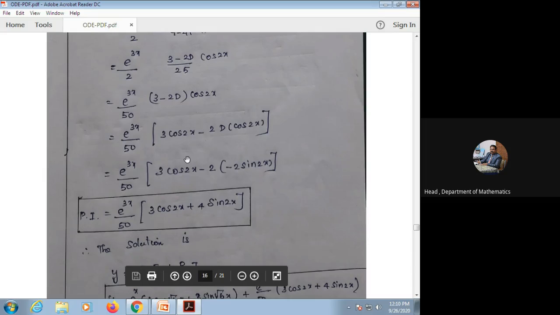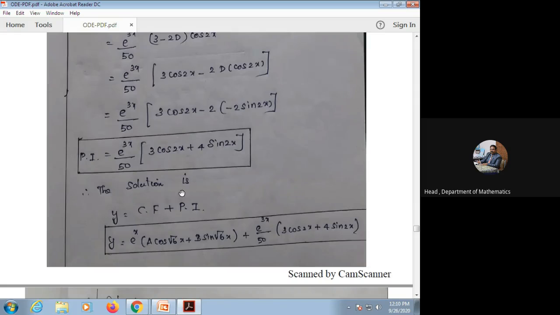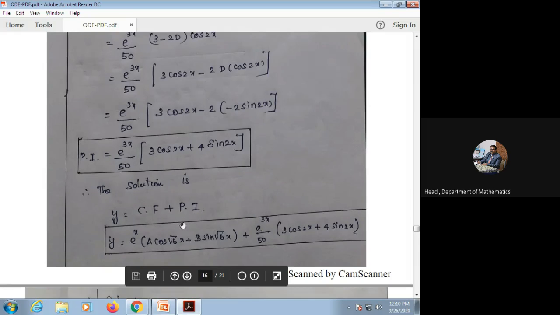So, we get the complementary function and the particular solution. Then write the general solution. That is y equal to complementary function plus particular integral. That is y equal to e power x into a cos root 6x plus b sin root 6x, plus the particular integral. This is the final solution.